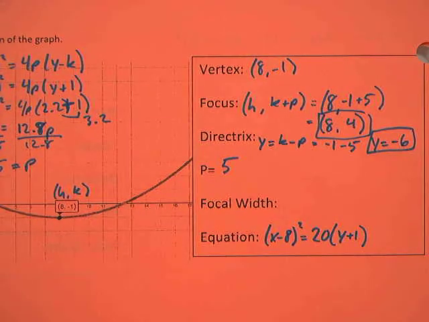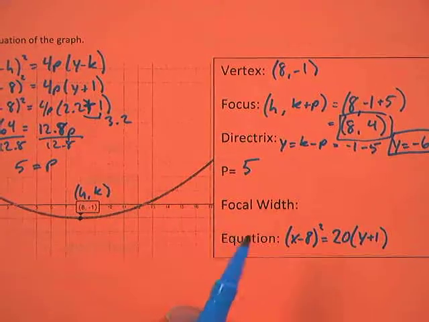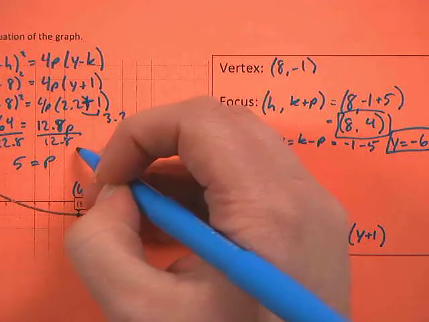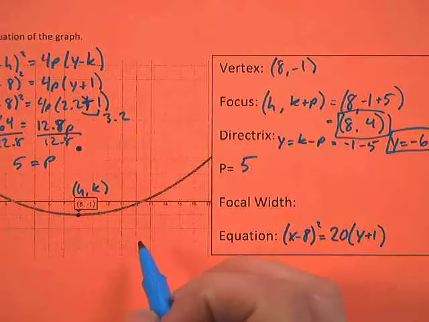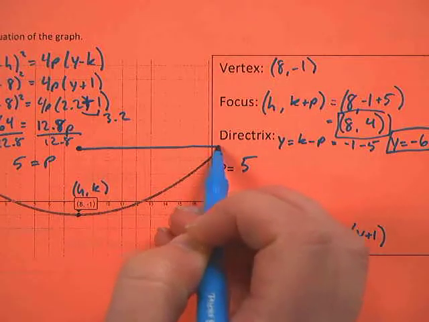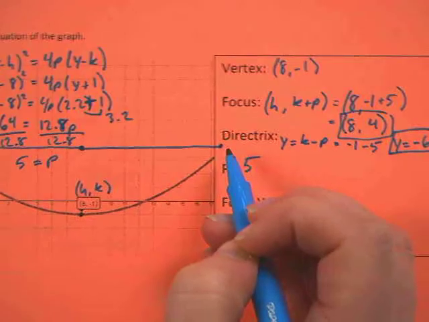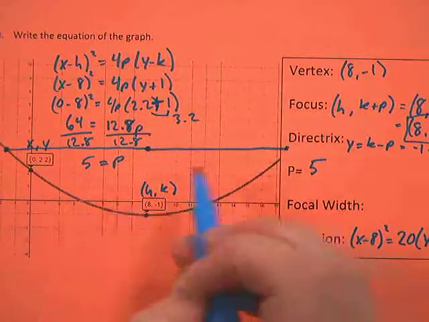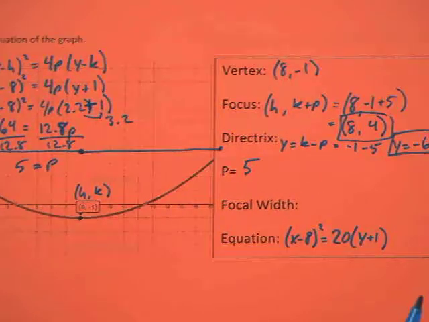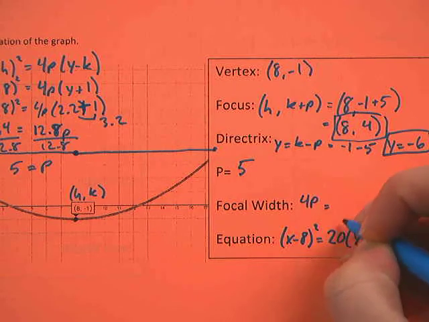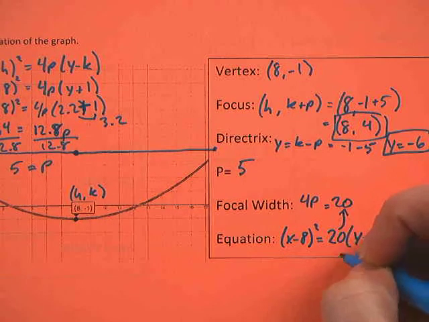Okay. So focal width is something that we did not talk about today, but it's really easy to find. So basically what a focal width is, if you have your focus, so it's (8, 4) for us, so it's about here. The focal width is how wide your parabola is at that point. So it's that distance right there. And it's easy to find because your focal width is just 4p. And as we already know, 4p is 20. So your focal width is 20.